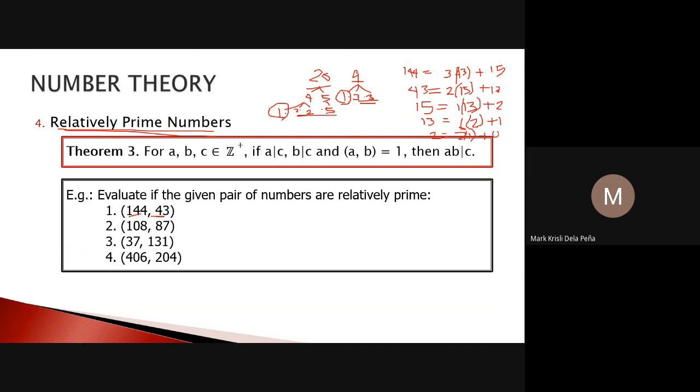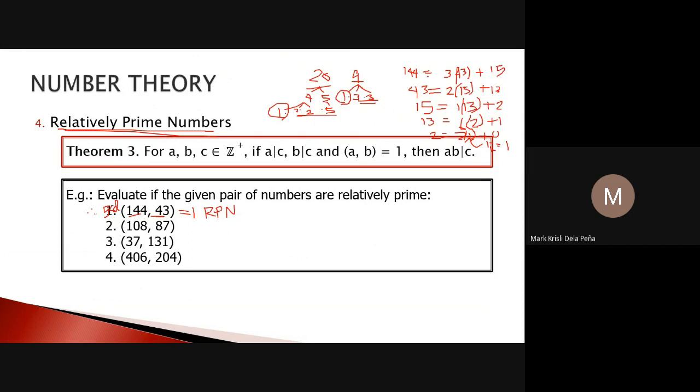So the last remainder is equal to 1. Which means the GCD of the two is 1, which means they are relatively prime numbers. Now, if in cases you won't see GCD here, this is actually GCD. It was just not specified. But since the GCD of the two is 1, they are relatively prime numbers. So that's how we determine if two numbers are relatively prime.